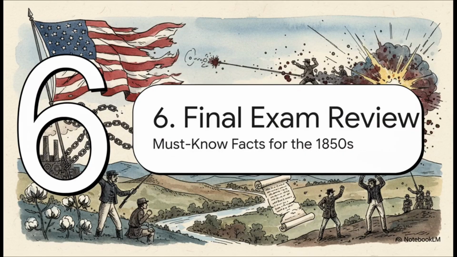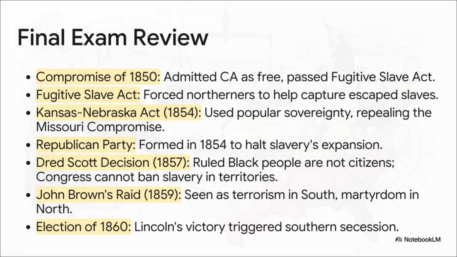Okay, let's do a final, super fast review of the must-know facts from this decade. These are the key dominoes that fell one by one, leading straight to the Civil War. Okay, lock these in. The Compromise of 1850, which brought in California but also gave us that explosive Fugitive Slave Act. The Kansas-Nebraska Act, which killed the Missouri Compromise and led to the creation of the anti-slavery expansion Republican Party. The Dred Scott decision, which tried to make that party's whole platform unconstitutional. And finally, John Brown's raid and Lincoln's election, the 1-2 punch that triggered secession.